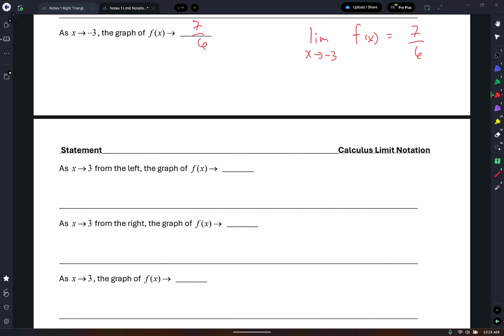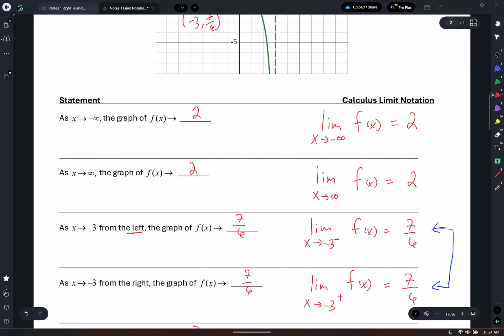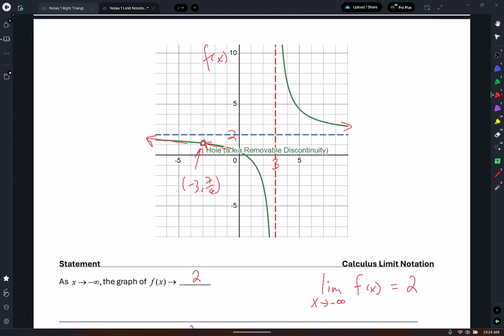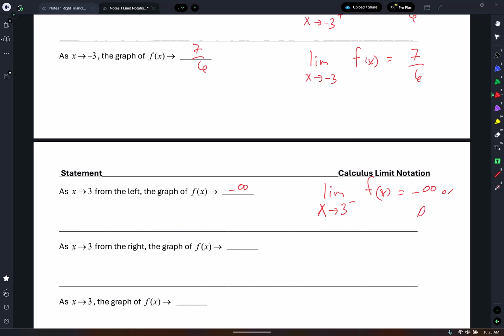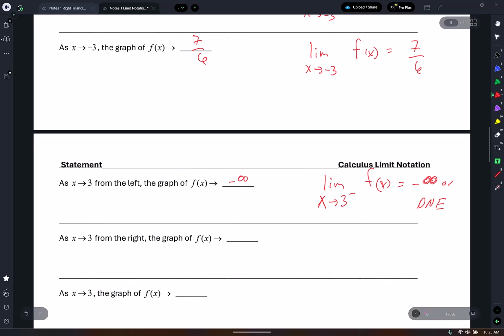As x approaches 3 from the left, the graph of f of x... Okay, so let's look at this graph. Here's x equals 3. It's a vertical asymptote. If I approach from the left, I'm approaching negative infinity. So you can say the limit as x approaches 3 from the left, with a little minus sign, of this function equals negative infinity. Or you can say does not exist. Both are equivalent. That's an or. You're not converging to any number.